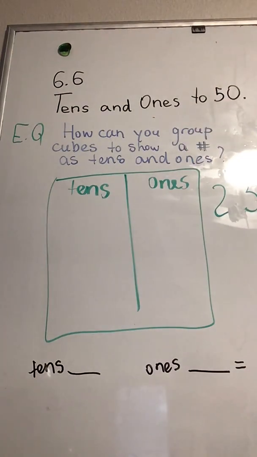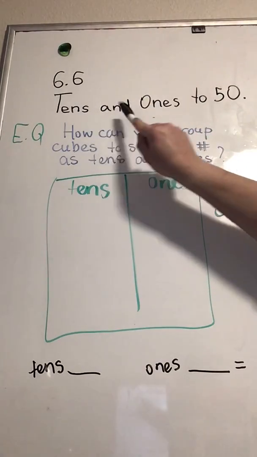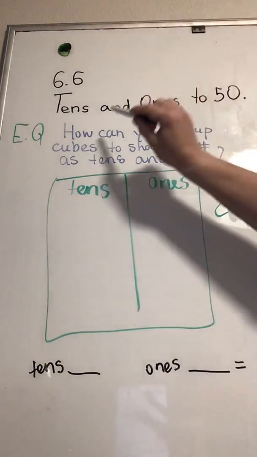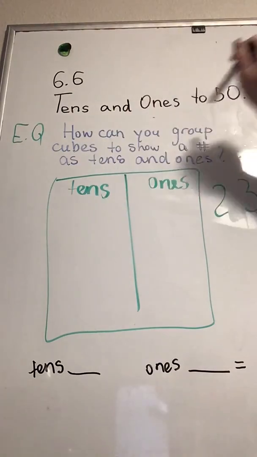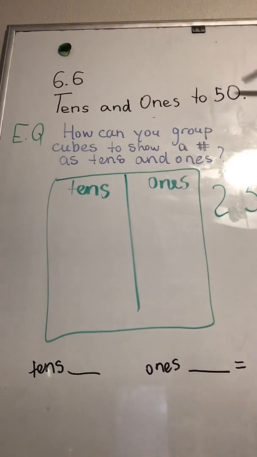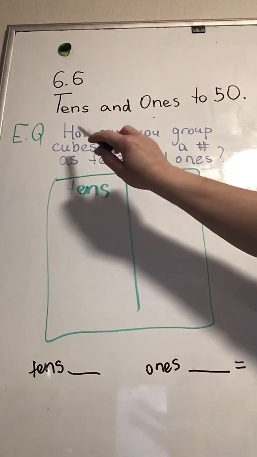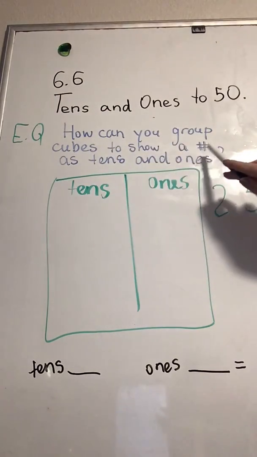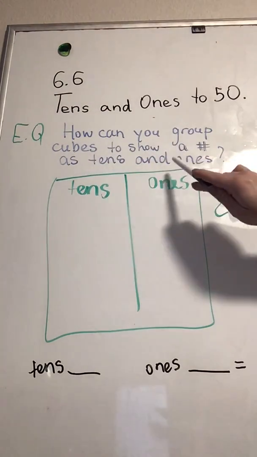Today's lesson, we have tens and ones to 50. So it means that we're going to be working with tens and ones. It can be any number to 50. It can be 41, 42, it can be 21, 35, so any number to 50. The essential question is, how can you group cubes to show a number as tens and ones?